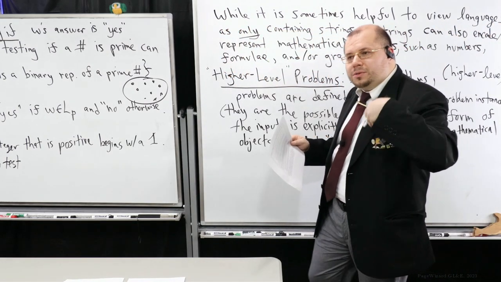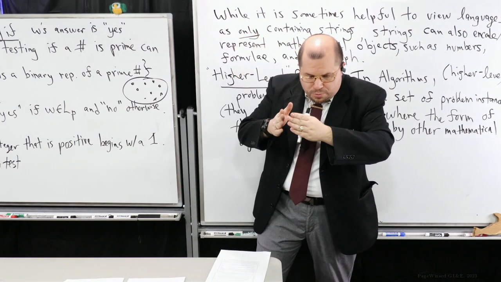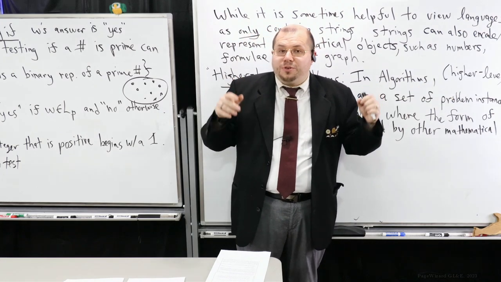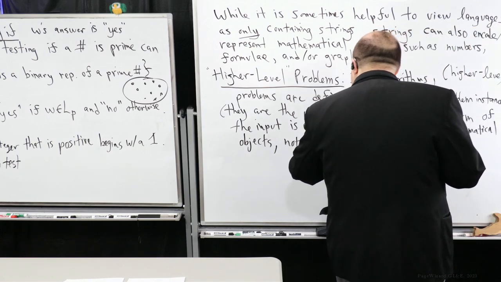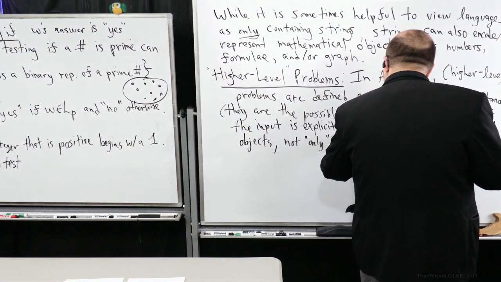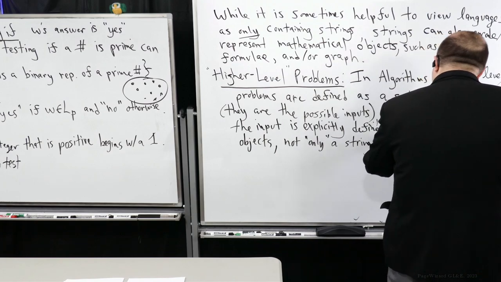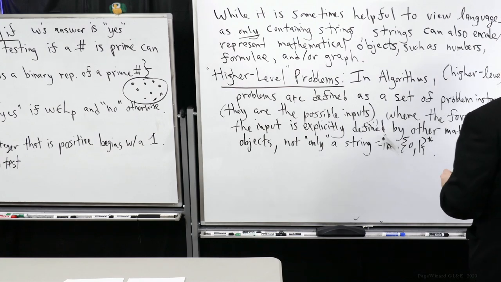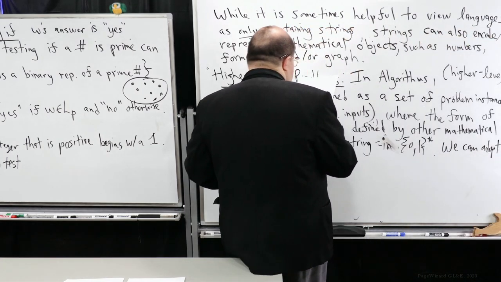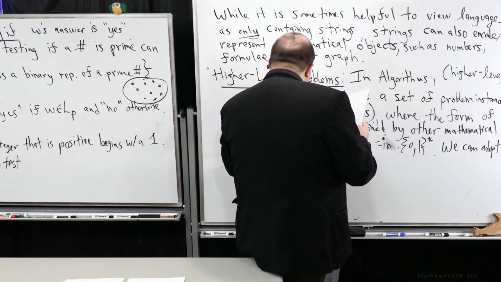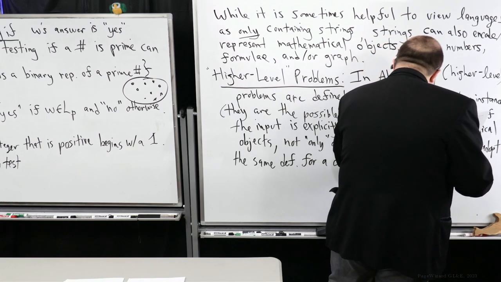Because sometimes when you encode these objects into zeros and ones, they may not always have a corresponding binary string. So if I go through and enumerate all the possible binary strings, some of them are actually not going to represent some input of my problem. That's the point I'm getting at. That's kind of the gap between these two things, so I want to address that for you. So not only a string in a set of all possible binary strings. So we can adopt the same definition for a decision problem here as well.